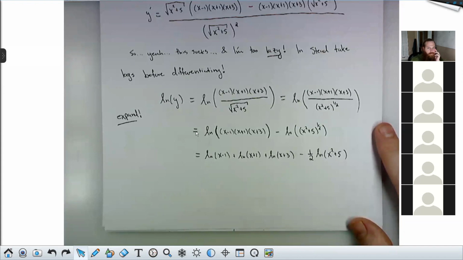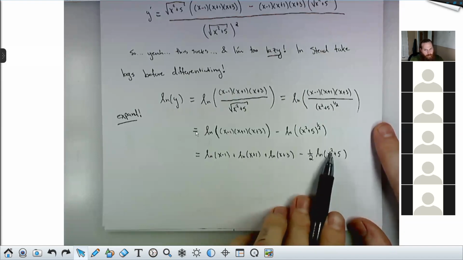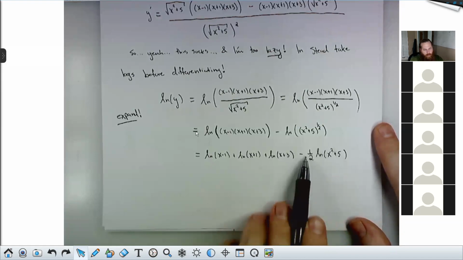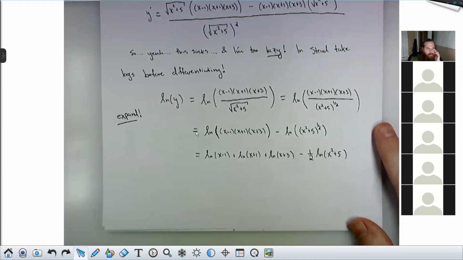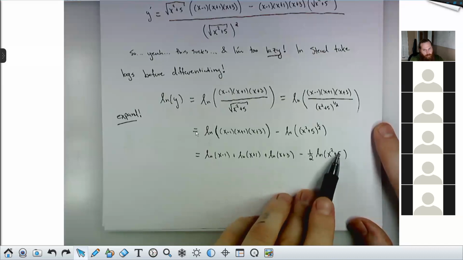You can't split it. Cannot split it, right? Because it's not multiplication inside the log, it's addition. What about bringing the power down? Can I bring this 2 down front and cancel with the 1/2 or anything like that? No. It's tempting to say yes, but it's not the case that everything inside here is being squared.